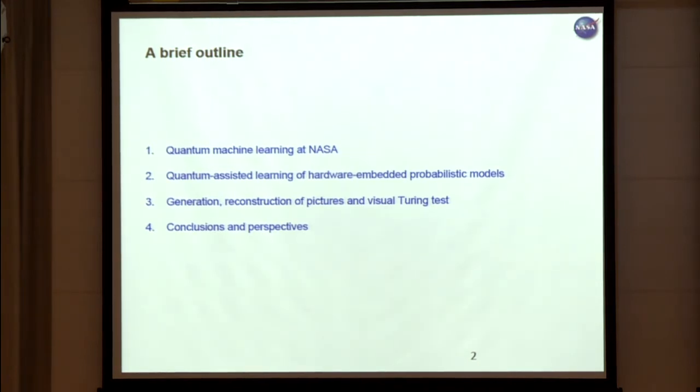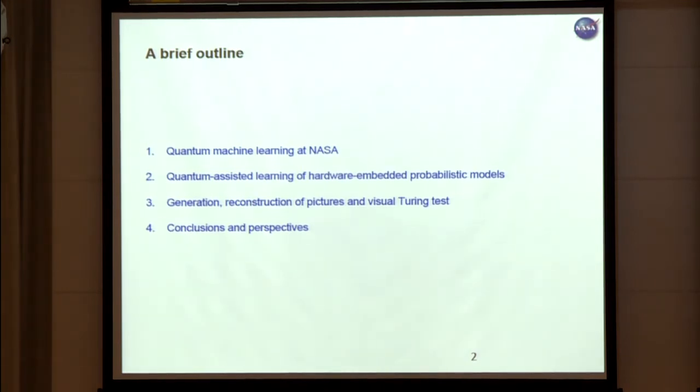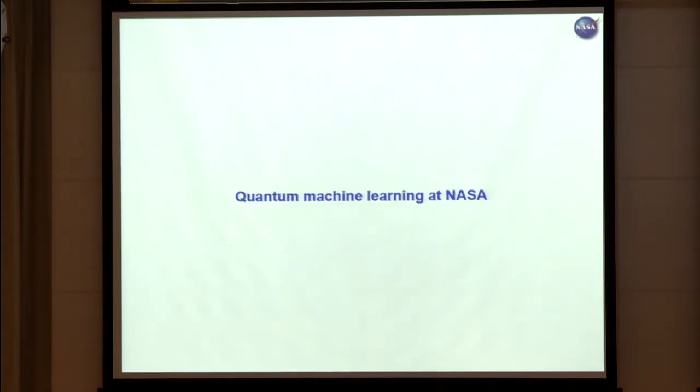A very brief outline of what we have been doing: essentially an introduction, our work on training models with arbitrary pairwise connectivity, how we use this for generating pictures, and some conclusions and perspectives.